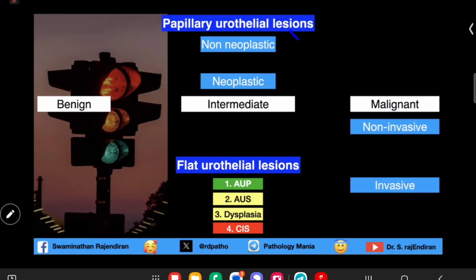Urothelial lesions are divided into papillary and flat. In the papillary, we have non-neoplastic and neoplastic. In the neoplastic, they can be benign, intermediate, or malignant. And in the malignant, they may be non-invasive and invasive. And when you see the members, you will know non-neoplastic papillary urothelial lesion is polypoid cystitis or reactive polypoid proliferation.